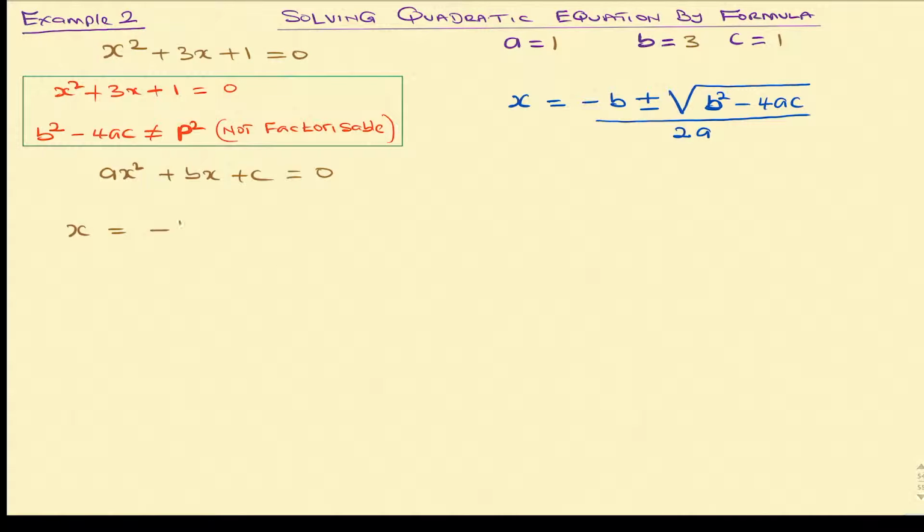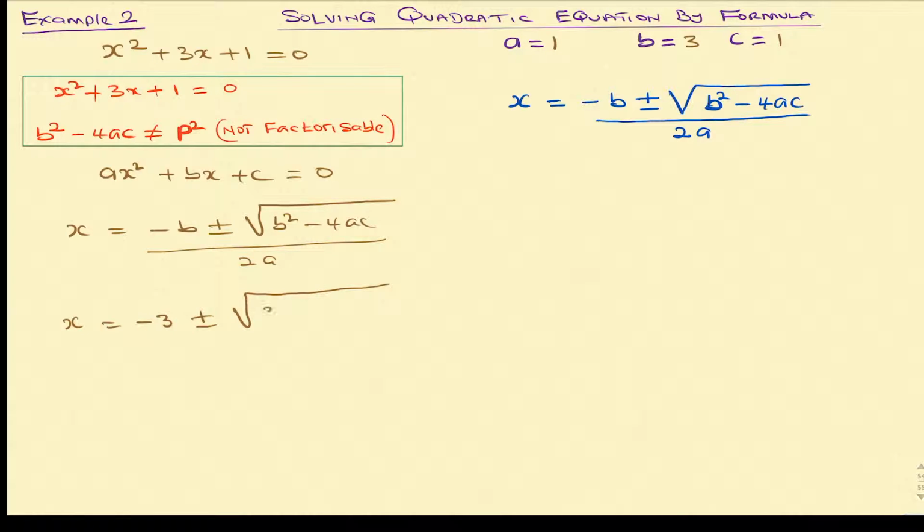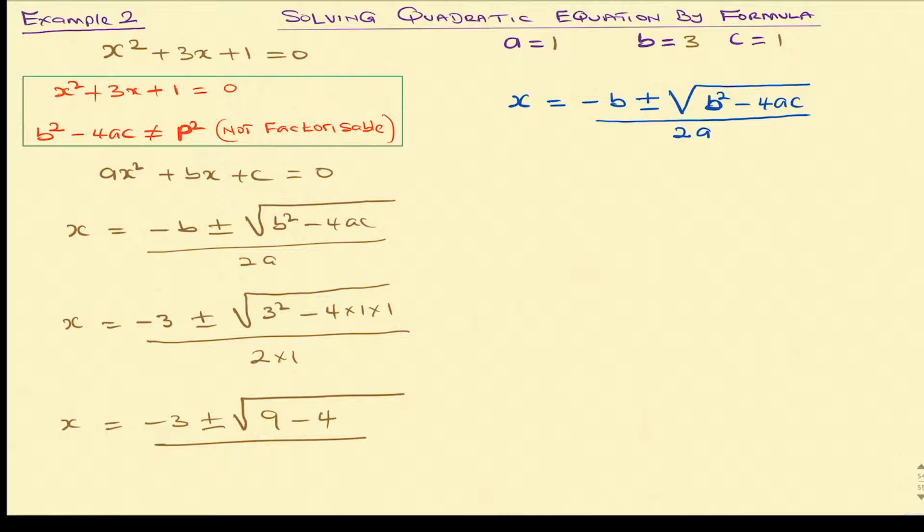x equals minus b plus or minus square root b squared minus 4ac over 2a. Plug in the values of a, b, and c. Minus 3 plus or minus square root of 3 squared minus 4 times 1 times 1, over 2 times 1, because a is 1, c is 1. Then x equals minus 3 plus or minus square root of 9 minus 4 over 2.